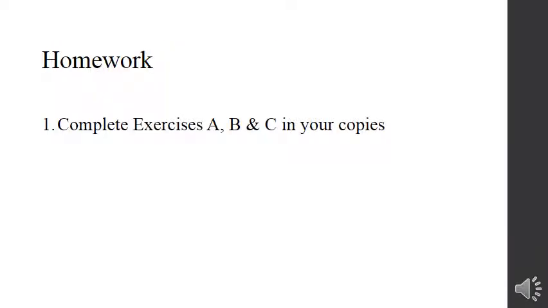For homework, you have to complete exercises A, B, and C in your copies. Make sure that you attempt all the exercises on your own, and once you are done, then ask someone older to have a look at what you have written. But first, you absolutely have to try it on your own.